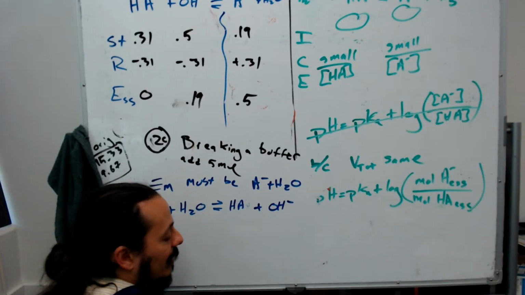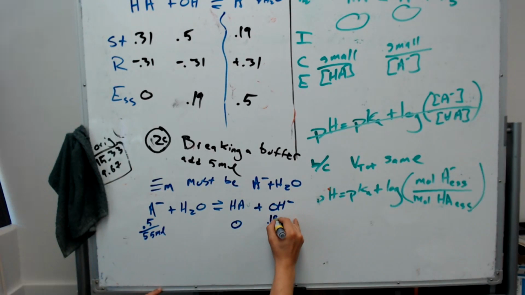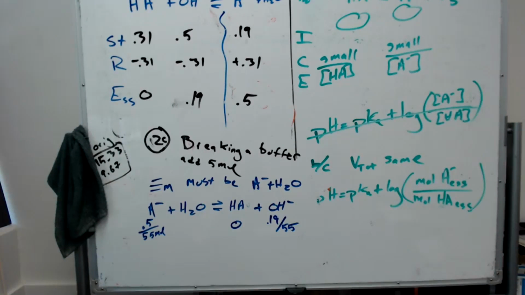Now, I'm going to tell you right now, you don't need to do this ICE table. But let me show you why you don't need to do this ICE table. We've got 0.5 millimoles divided by total volume, which is 50 milliliters plus 5, 55 milliliters. HA is 0. My OH minus is going to be 0.19 divided by 55. I'm going to go ahead and do my excess small approximation.